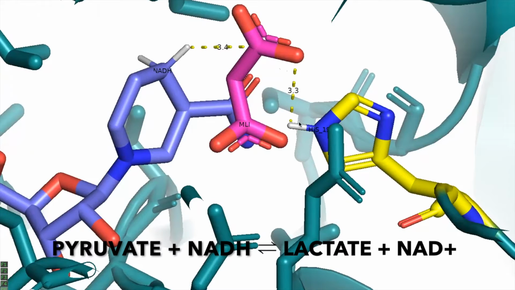To protonate the lactate, a hydrogen would be obtained from the histidine here. So in conclusion, we would end up with products of NAD+ and lactate using pyruvate. This reaction is also reversible. Lactate can be converted back into pyruvate and NAD+ back into NADH.